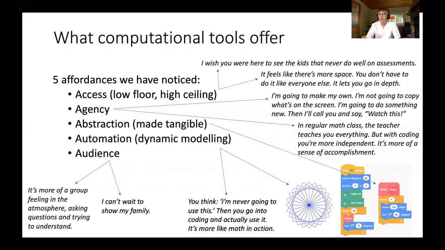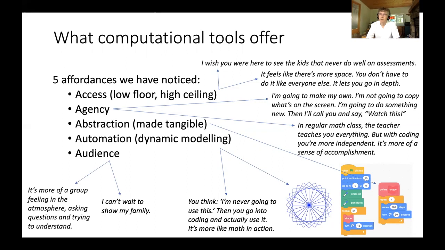Agency. In one of those classrooms that I worked in, a grade 3 classroom, this was the first coding activity. And we did what you see at the bottom there, which is do squares in a spiral pattern. Once we modeled that physically and did the coding as well, and then students were to try and create their own, this young student came up to me and she said, I'm going to make my own. I'm not going to copy what's on the screen. I'm going to do something new, and I'm going to call you and say, watch this. So that's agency.